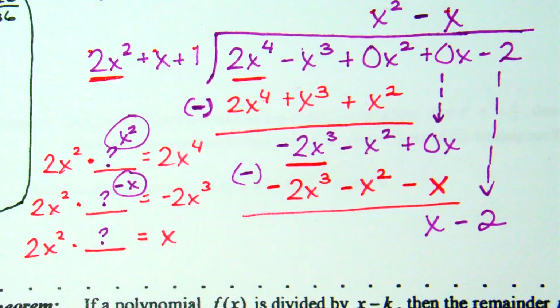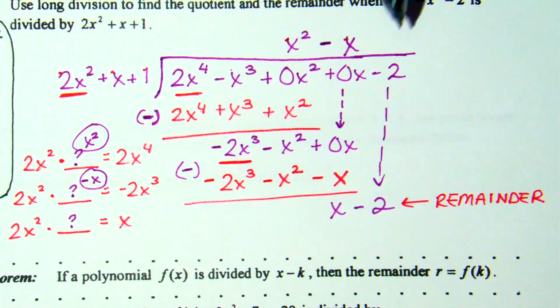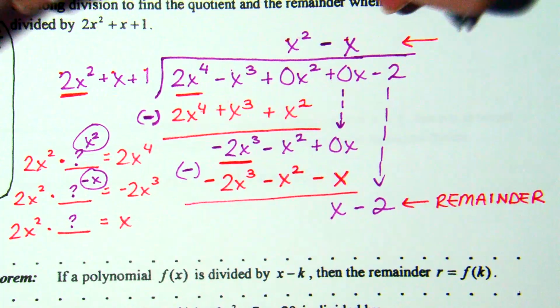So x minus 2, the official direction said find the quotient and remainder. X minus 2 is my remainder. What's my quotient? The thing at the top. Yep, the answer. So the quotient is the x squared minus x.